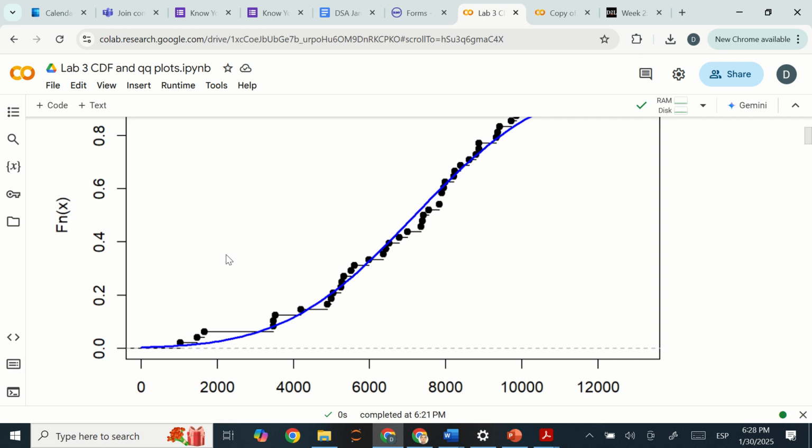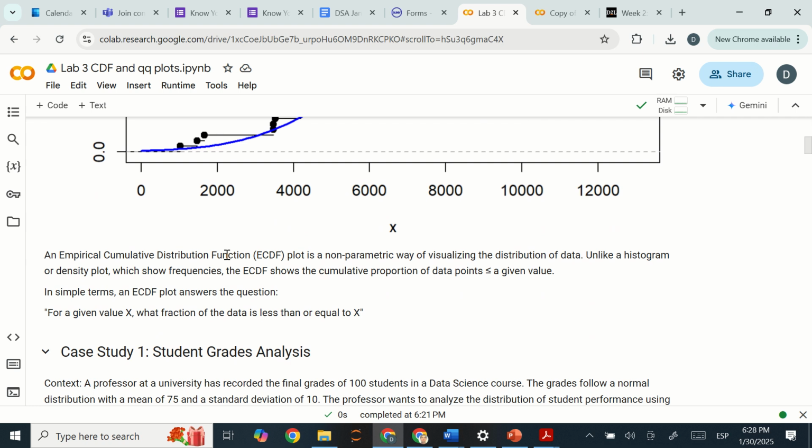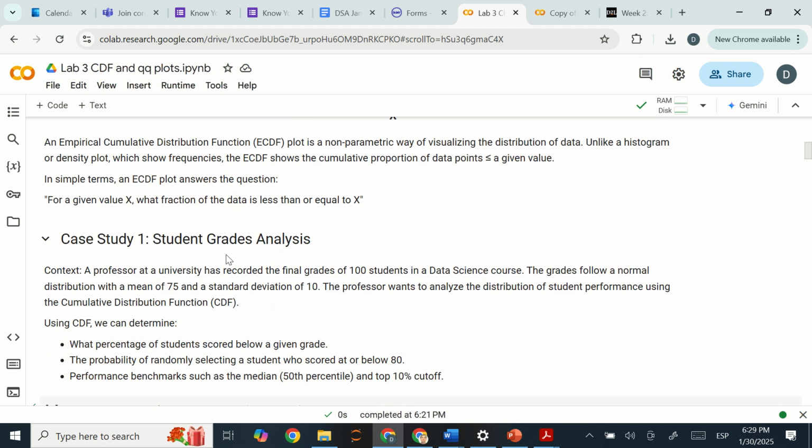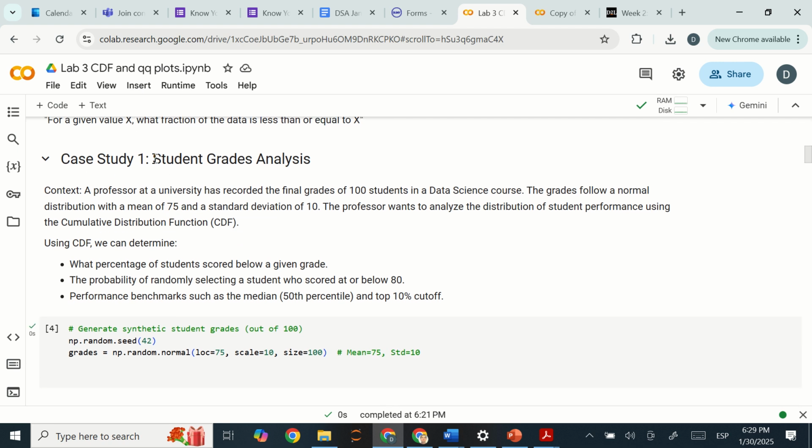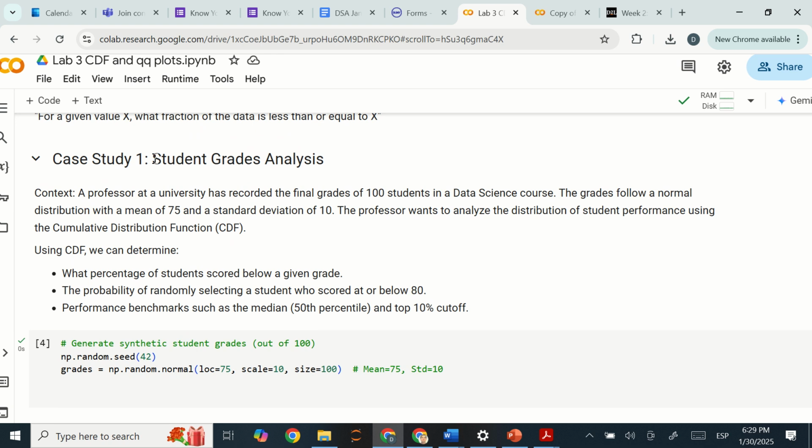Now this is useful when you want to see what percentage of your data is below or above one specific value. So it is interesting to make some decisions. So let me show you an example in a context that is familiar to all of you. In the first case study, let's talk about student grades.